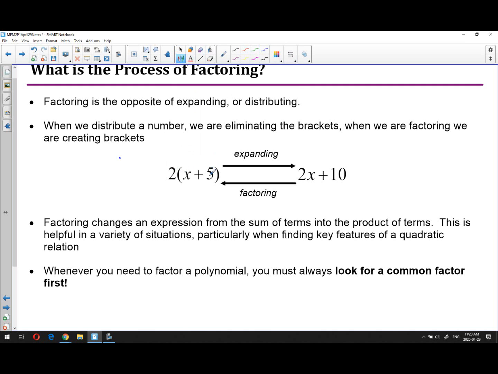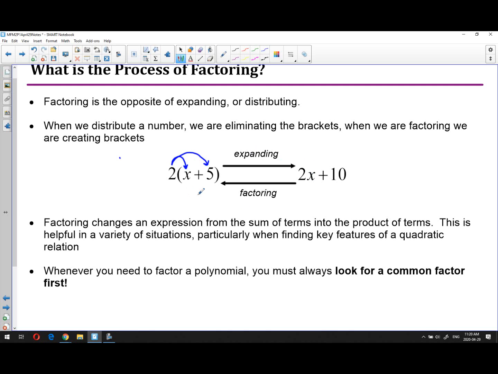2 multiplied by x plus 5. We learned to do that. We multiply the 2 with the x, the 2 with the 5, and we end up getting 2x plus 10. This process, taking an expression written with brackets and changing it into another expression that is exactly the same only without brackets, is called expanding. Okay?